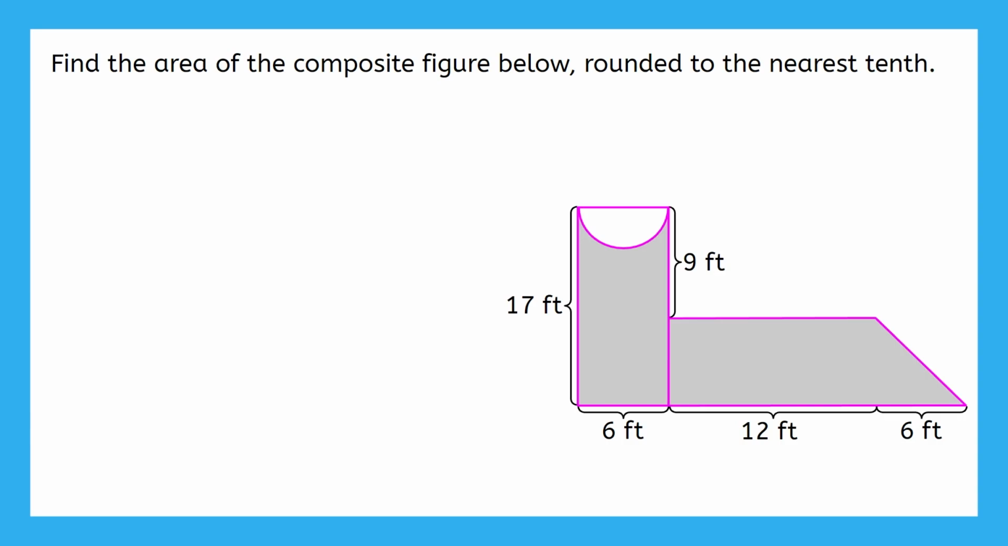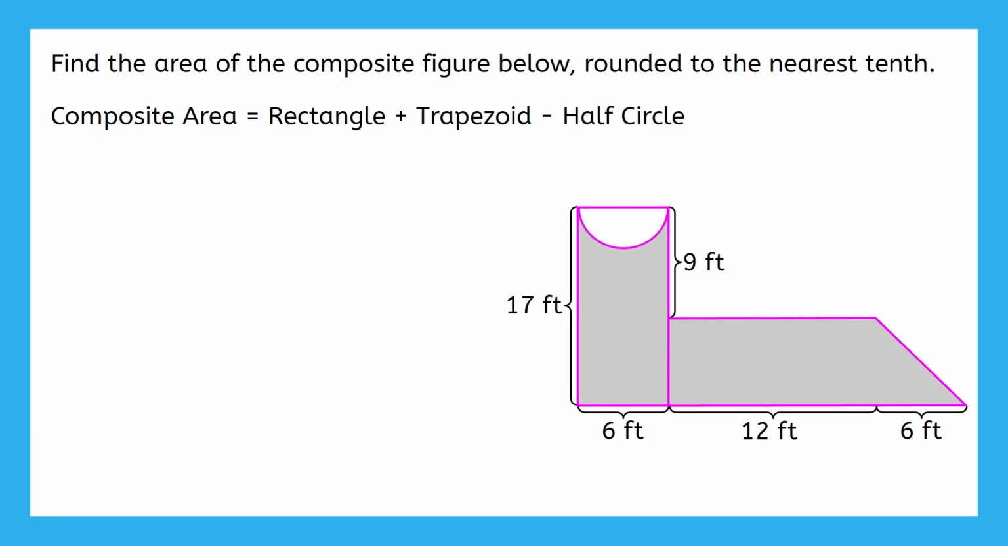How do you think we'll combine the area of these three shapes to make the area of the full composite figure? Yeah, we're going to add the rectangle area plus the trapezoid area, but since that would give me this shape, I'm then going to need to subtract the half circle to account for that cutout. So, we need to find the area of the trapezoid, rectangle, and the half circle. Pause the video and find these three areas now. Check your work against mine as I go through them.